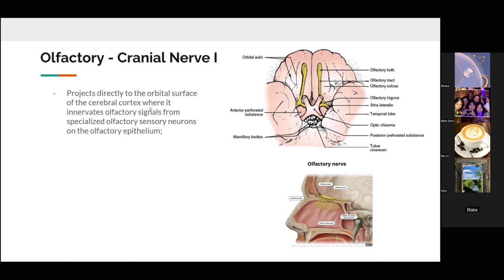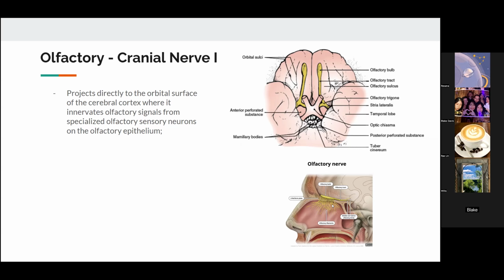I'm not going to go into the specifics of that, but of the nose, and these go directly to the olfactory bulb. The olfactory bulb is on the orbital surface of the brain, and it is responsible for scent. What's really cool about the olfactory bulb is that it's one of the oldest structures in the brain, but it's also one of the most hardy structures.